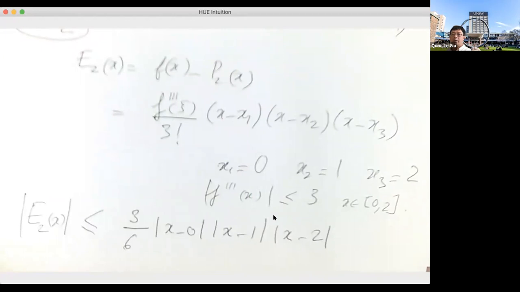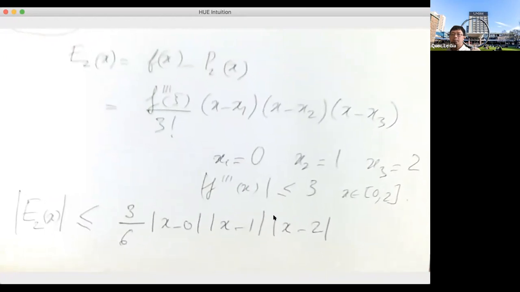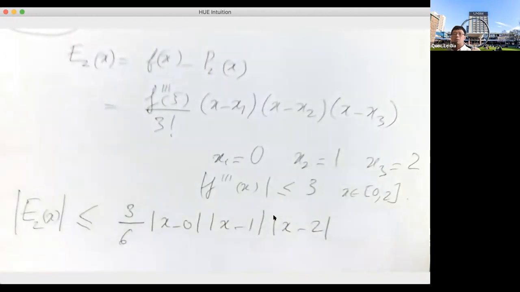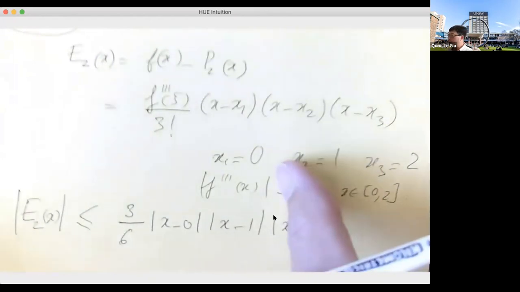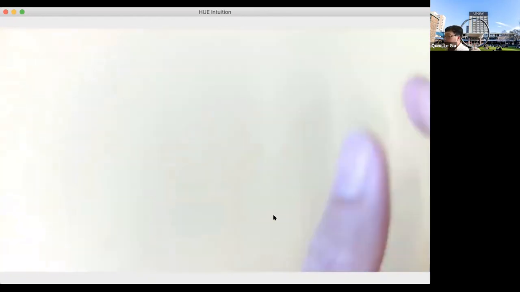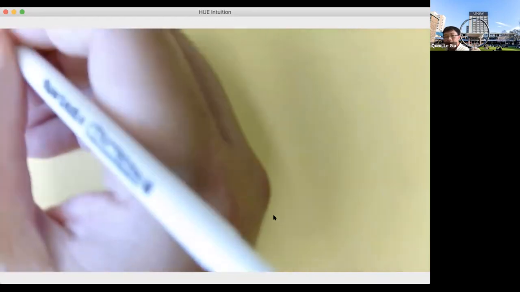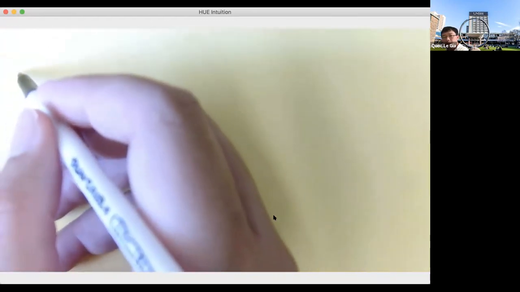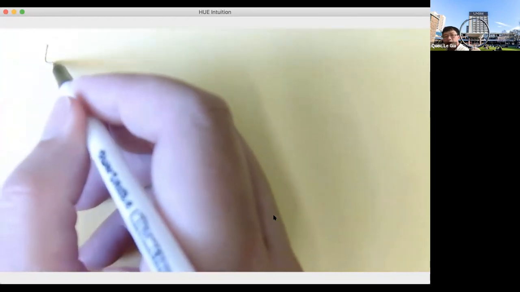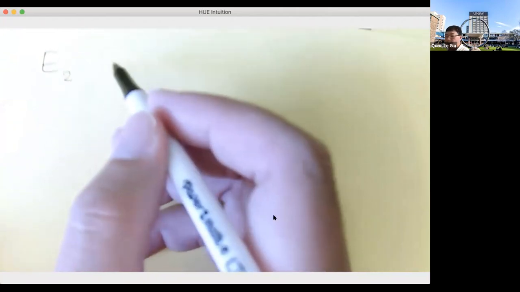Okay. And then what is the point x? So the point x is just 1.5. Okay. So now what is the error at 1.5? So now if you plug it in, so e2 at 1.5.